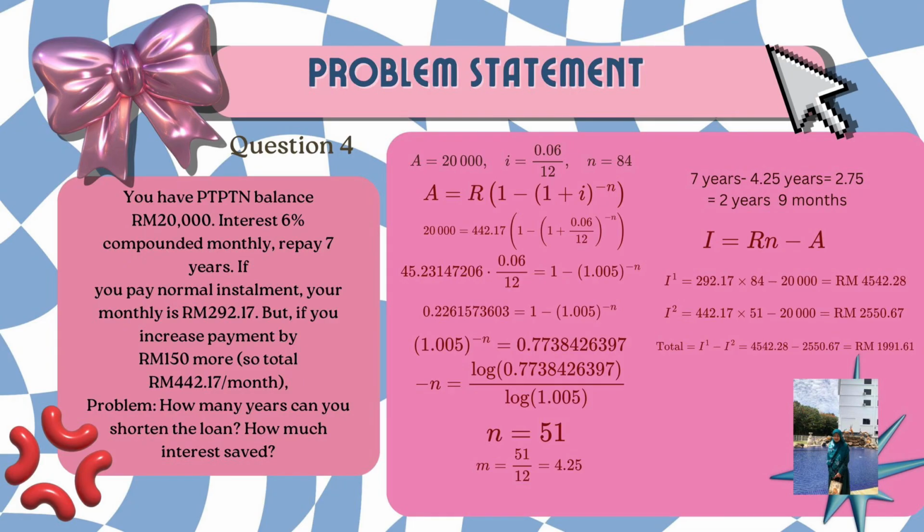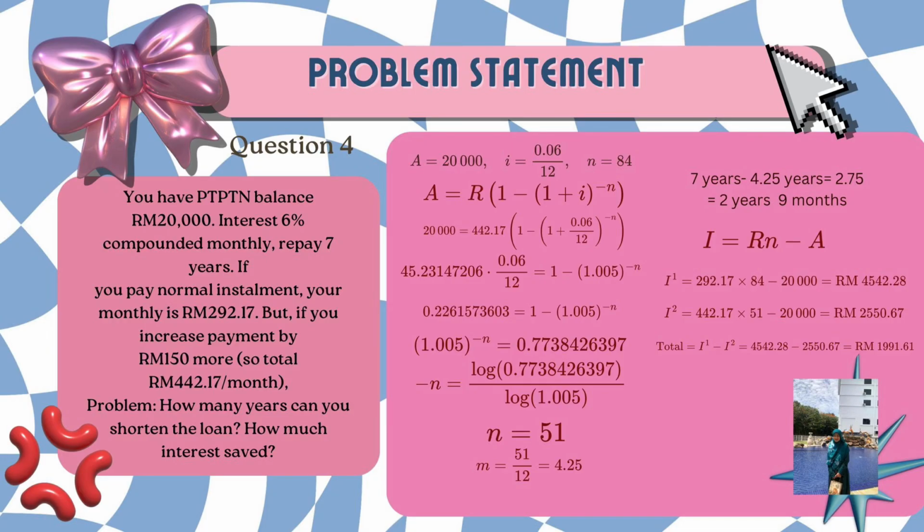So we look at the problem statement for question 4. You have a loan balance of 20,000 ringgit. Interest is 6% compounded monthly. Repay over 7 years. If you pay the normal installment, your monthly payment is 292 ringgit 70 cents. But if you increase the payment by 150 ringgit more, so total 442 ringgit 70 cents per month. So the problem is, how many years can you shorten the loan and how much interest can you save?